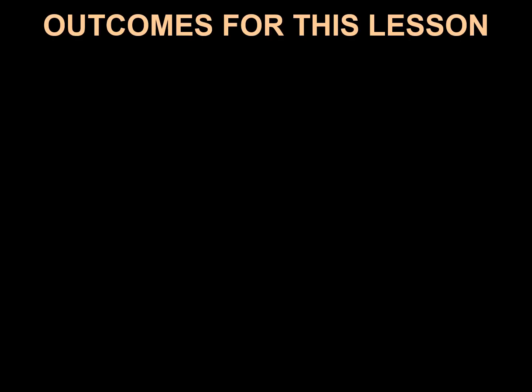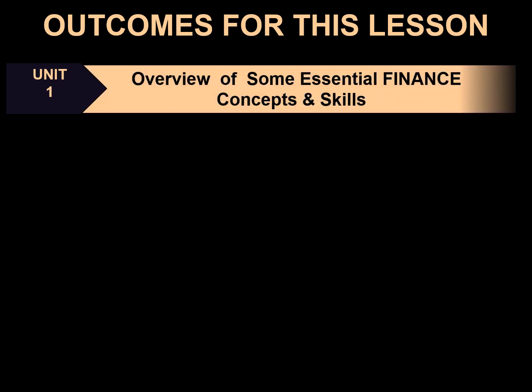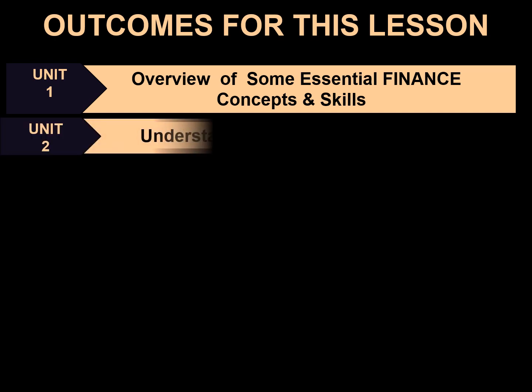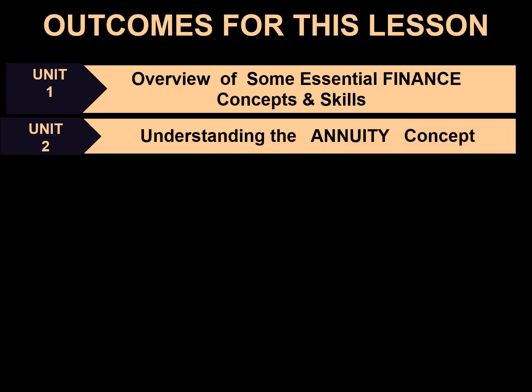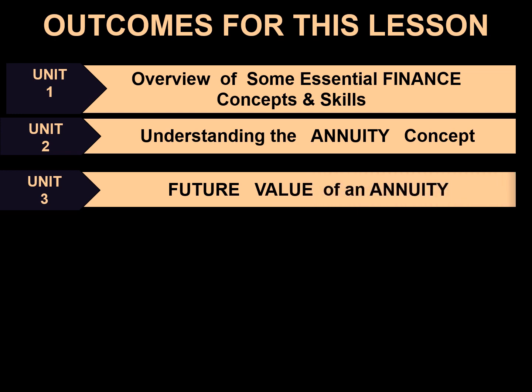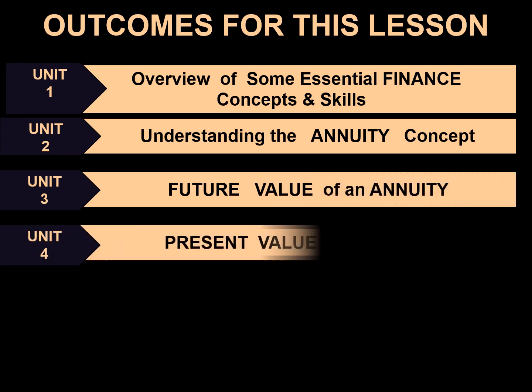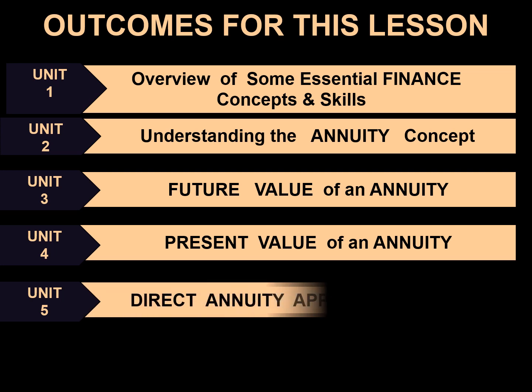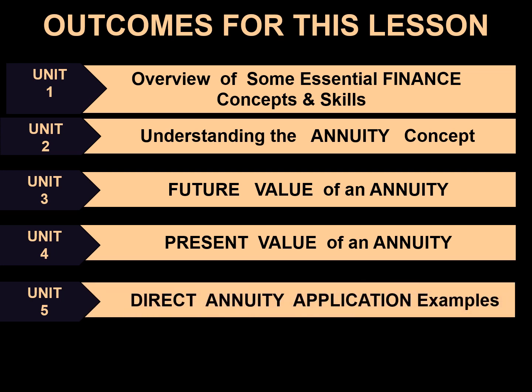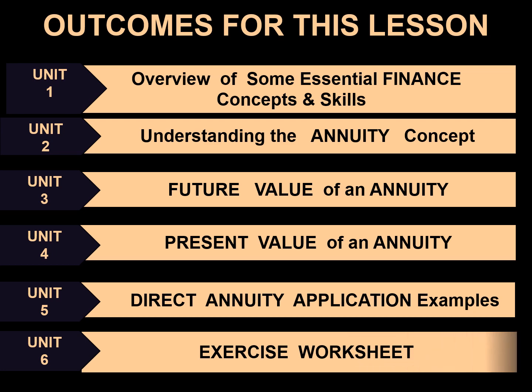Let's see what we want to achieve in this lesson. First of all, we're going to do an overview of some of the essential finance concepts and skills which you would have done in grade 10 and grade 11. Then we're going to look at the concept of annuities, and specifically the future value of an annuity and then the present value of an annuity. Then we're going to do some direct applications of present and future values. And as usual in all my videos, we will end up with an exercise worksheet based on these concepts.